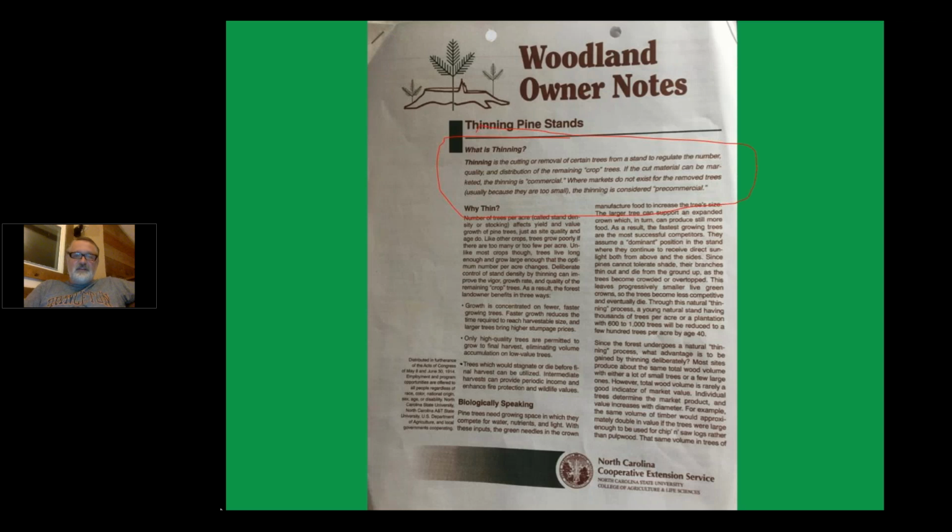What is thinning? This pamphlet is particularly about pines, but these principles apply to all species that I'm aware of. Thinning is the removal of certain trees from the stand in order to regulate the number, the quality, and the distribution of the remaining crop trees. If we can cut stuff and sell it, that's a commercial thinning. If we don't have a market for the trees that we remove, that's called pre-commercial thinning.